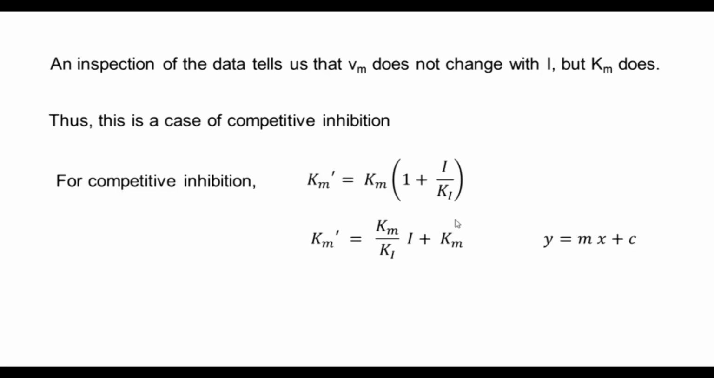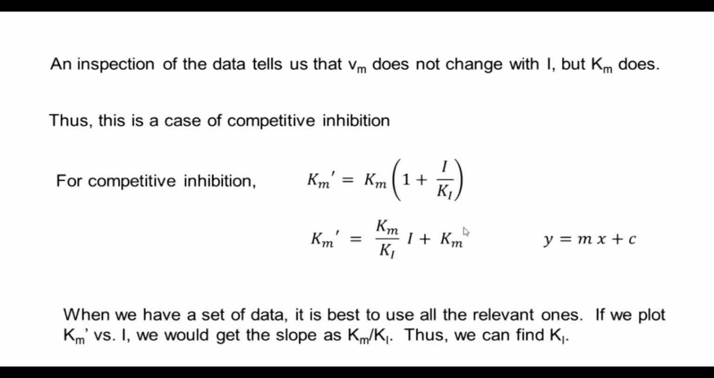We have data of Vm, Km with varying I's. So I is the independent x coordinate, Km dash, the modified Km, is the y coordinate. If we plot it that way, then we could get Ki from the slope and Km from the intercept. This is what we just mentioned. It's good to repeat this. When we have a set of data, it's best to use all the relevant ones. If we plot Km dash versus I, we would get the slope as Km by Ki, and thus we could find Ki.